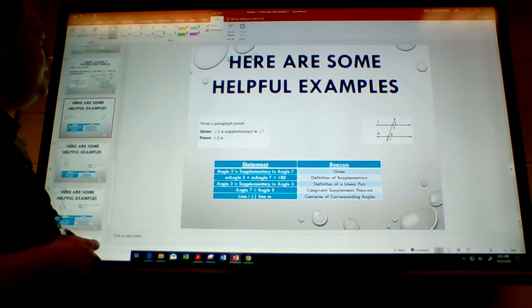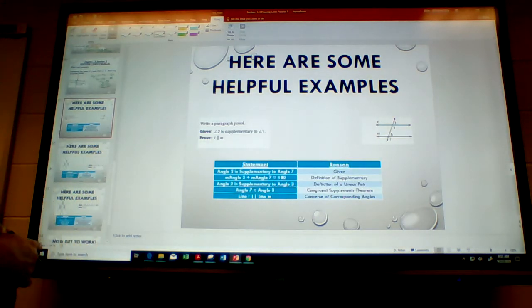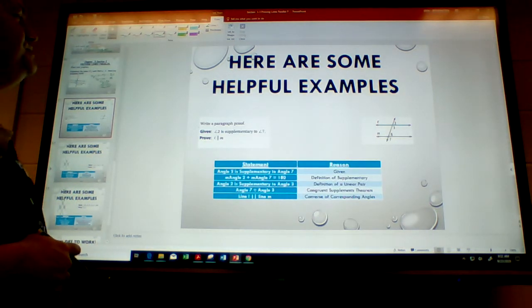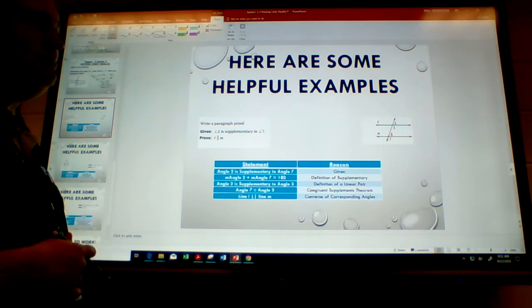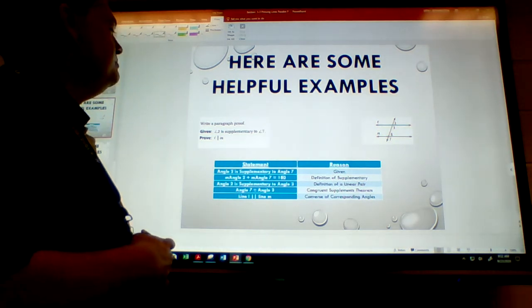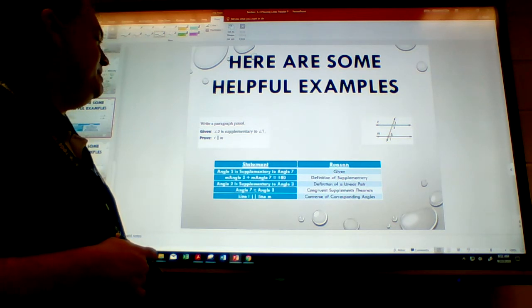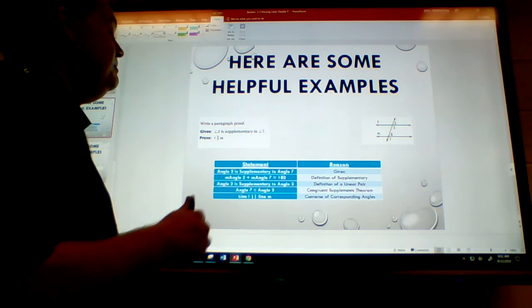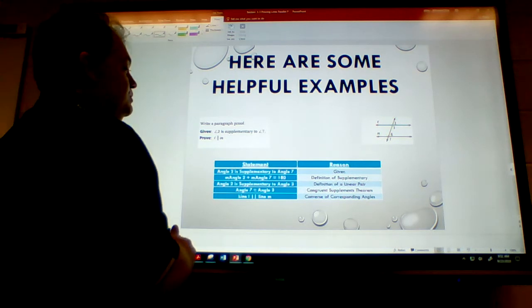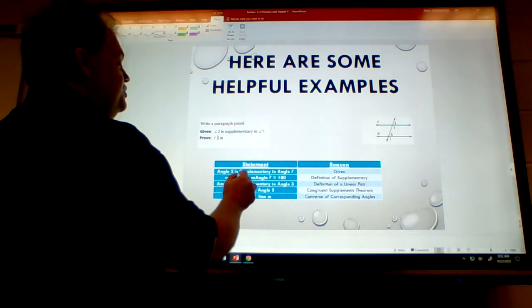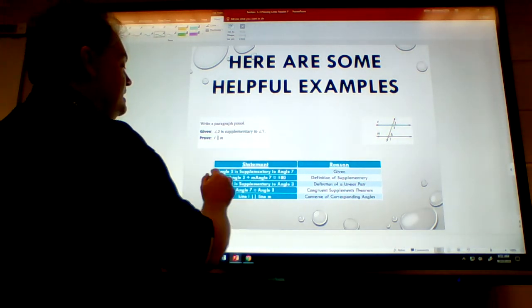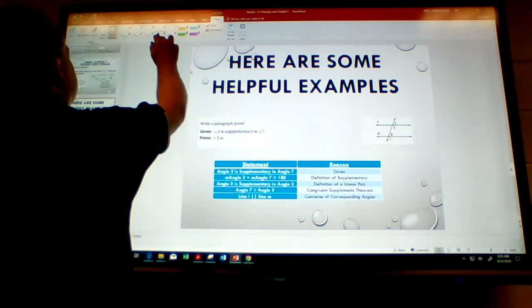Now, I threw a couple more proofs in there just to kind of let you look over them. It says write a paragraph proof. I never write those, I always do formal proofs and 2-column proofs. Okay, angle 2 and angle 7 are supplementary. So here's what we know. And I'm going to go through the steps with you, just kind of go quickly. The measure of angle 2 plus the measure of angle 7 equals 180. That is by definition of supplementary.